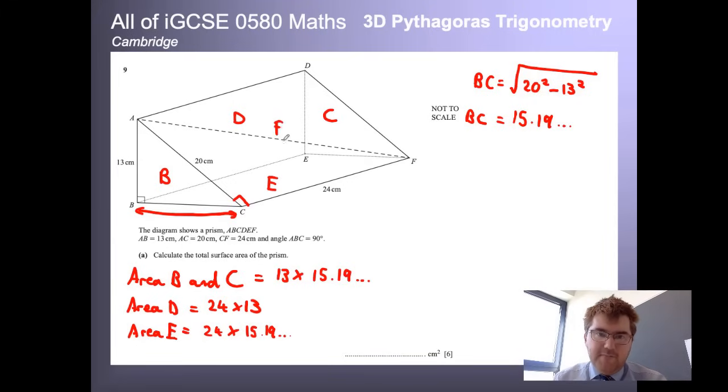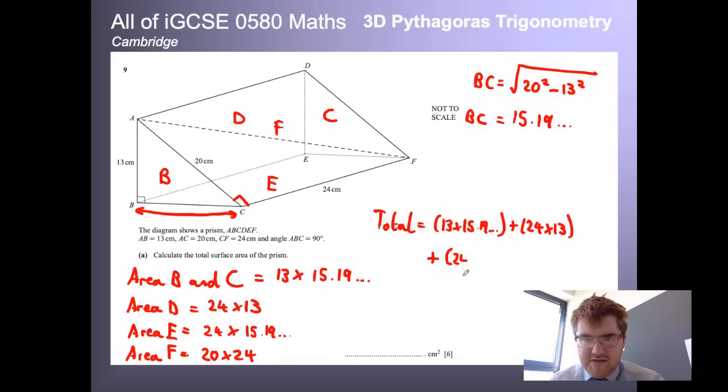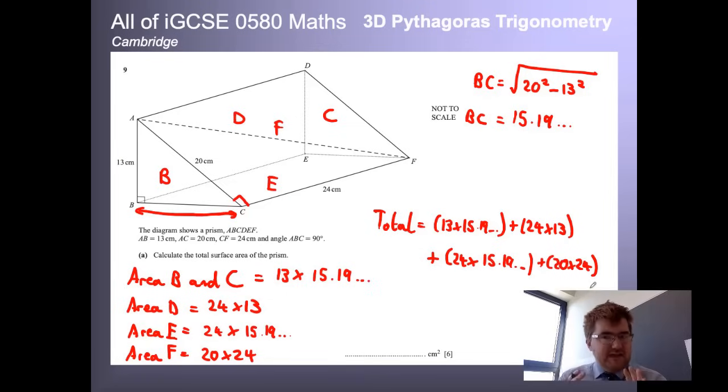So the area, say, of F, so the slanted, is equal to, well, that's going to be 20 times 24. So notice for the examiner, to make sure I'm picking up all these method marks in case I go wrong anywhere, I'm writing down very clearly how I've worked out each of the different parts of the triangular prism. So the total, so the final answer, is going to be 13 times the 15.19 plus 24 times 13 plus 24 times 15.19 plus 20 times 24. So notice I've written that down very carefully.